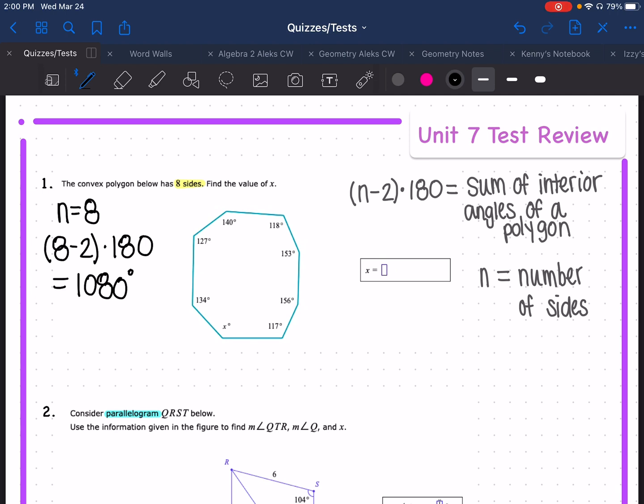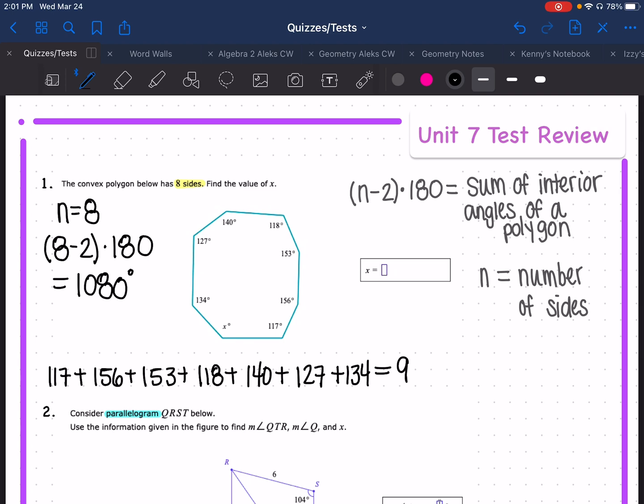Okay, so now I'm going to start, and it doesn't matter which order I start in. I'm just going to start at one of the numbers, and I'm going to add all the numbers that I see inside my polygon. So 117 plus 156 plus 153 plus 118 plus 140 plus 127 plus 134. And I put those all in my calculator, and I got 945. Now this is what the 7 angles add up to.